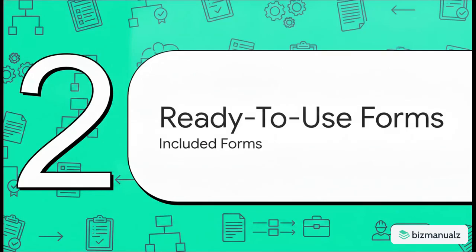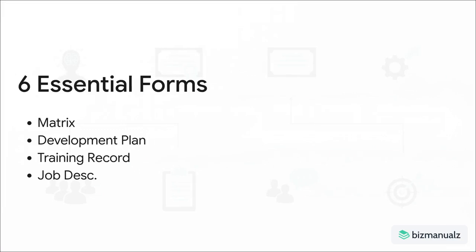Moving on to the ready-to-use forms, which includes both forms and sample job descriptions. Now, high-level procedures are fantastic, but how do you actually execute them out on the floor? Well, this is where the manual transitions from a broad policy document into an actionable daily toolkit. Just look at these 6 essential forms included right in the package. You get an employee competence matrix, which, by the way, is absolute gold for getting a quick bird's-eye view of your team's skills. You get the employee development plan, plus both group and individual training record forms.